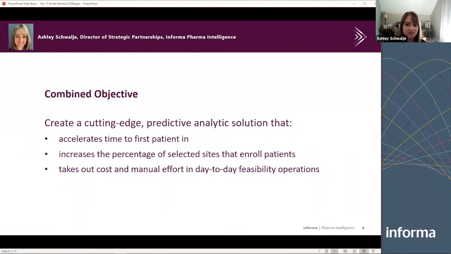So we set off down the path of a partnership with a combined objective, right? We are looking to create a cutting-edge predictive analytics solution that is accelerating time to first patient in, increasing the percentage of selected sites that enroll patients, and takes out cost and manual effort in day-to-day feasibility operations. So now I'm going to pass over to Simon to tell you a little bit more about our approach in this area.